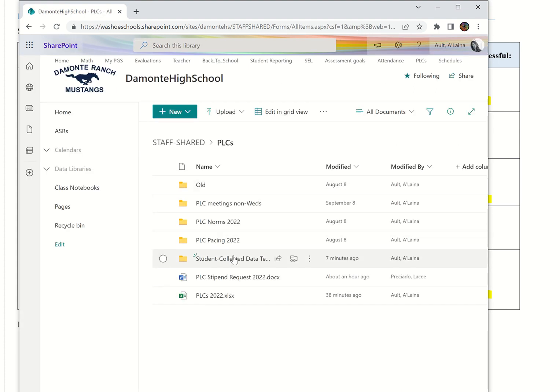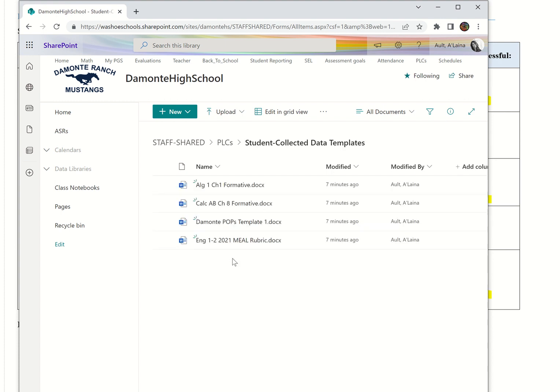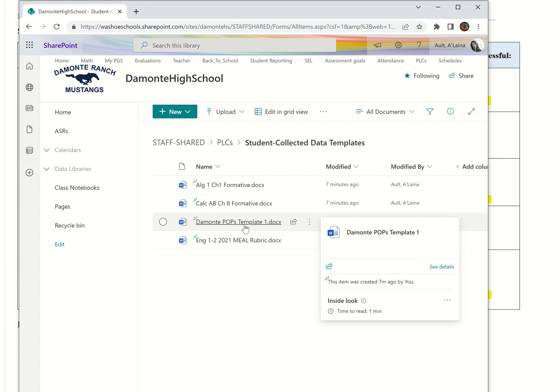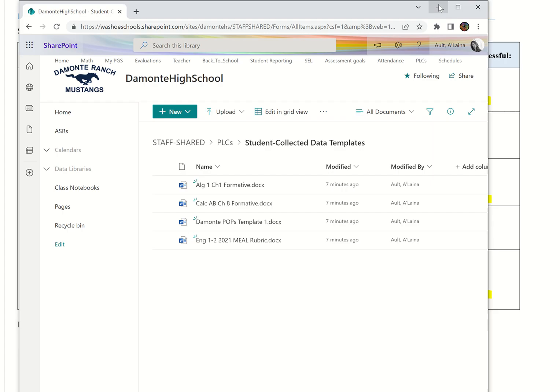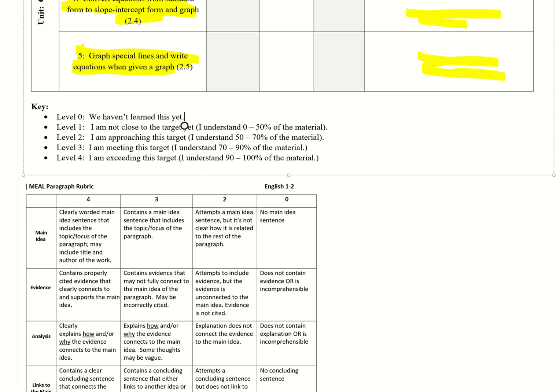And then I have a folder that says student collected data templates. The one I'm looking at right now is the Damani Pops. It's here as a Word document so that you could edit it easily and customize it for your class. There's a couple others on here that I want to share with you a little bit about.